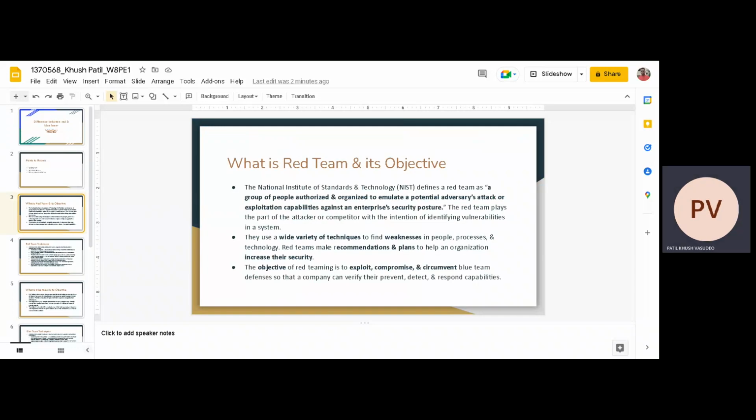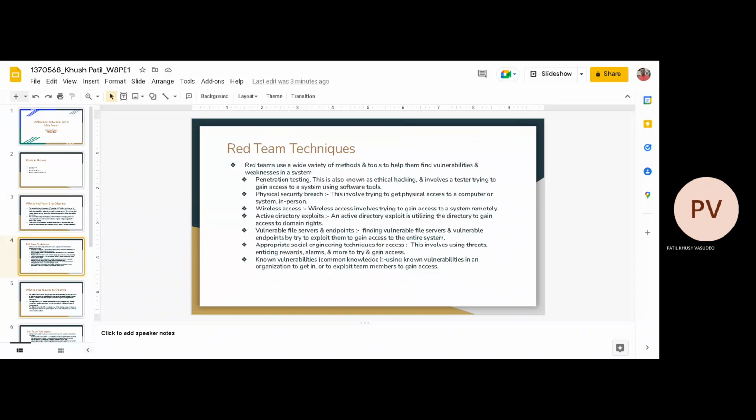The main objective of red teaming is to exploit, compromise, and circumvent, that is, to remain undetected by the blue team's defense, so that the company can verify its prevention, attack, and response capabilities. Here are some red teaming techniques we are going to talk about. They use a wide variety of techniques and tools to find the weaknesses and vulnerabilities in the system.